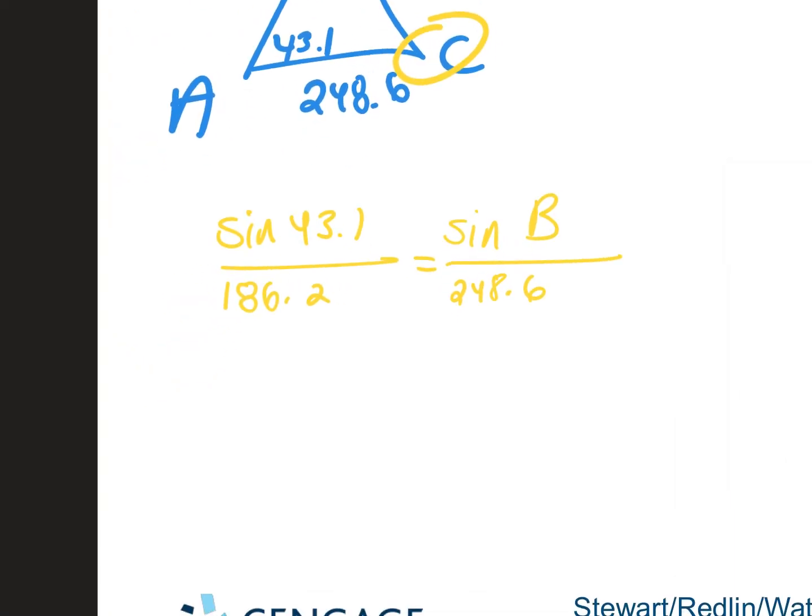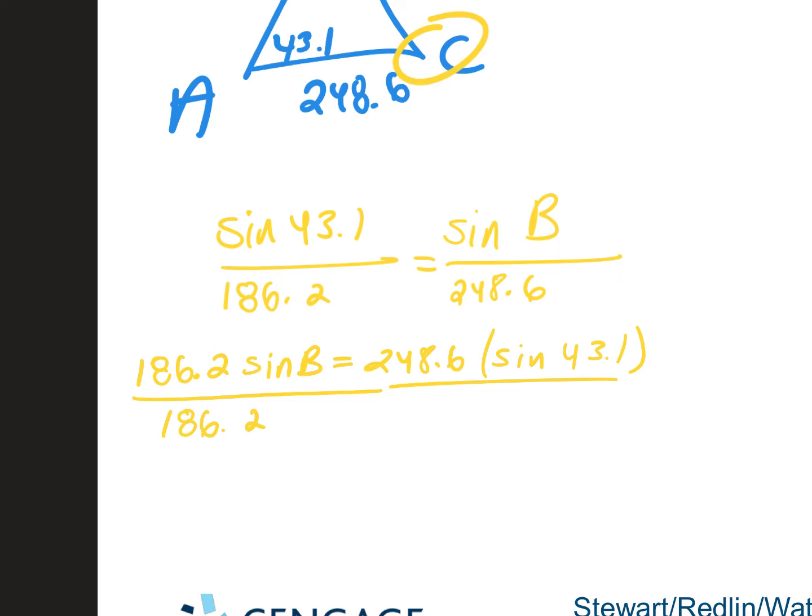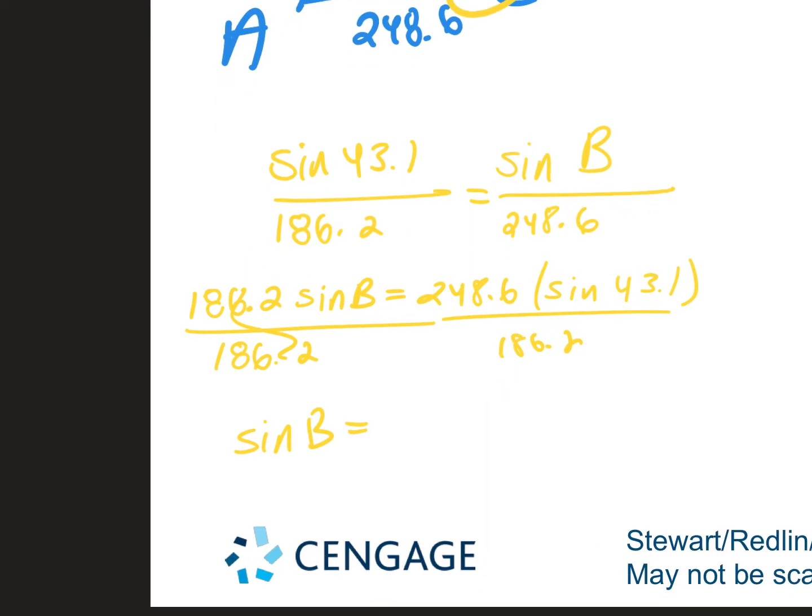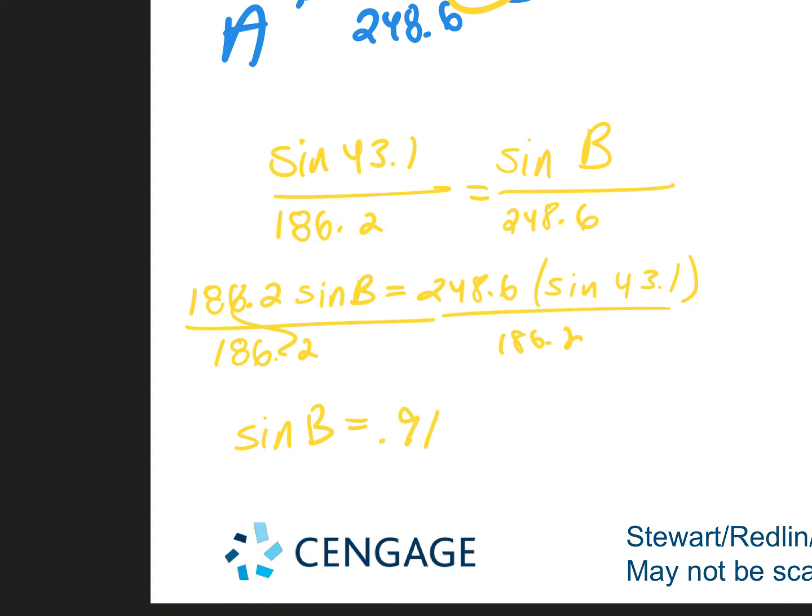So how do we solve this again, guys? Cross multiply. This is good practice. 186.2 times the sine of B equals 248.6 times the sine of 43.1. Divide both sides by 186.2 because we want to get sine of B by itself. And I get the sine of B equals. Do that in your calculator. Okay, you guys should be getting like 0.91224, something like that.